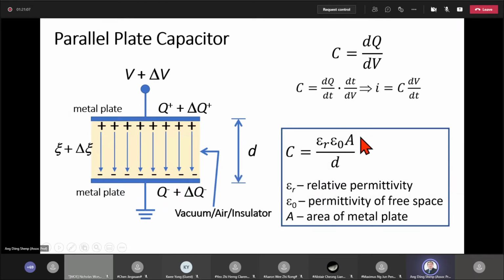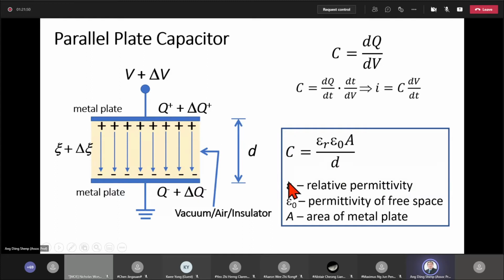We can later show that the capacitance of this parallel plate capacitor can be derived and shown to be of this expression here, where epsilon r is called the relative permittivity of the medium that separates the two plates. I will explain a bit on the concept of permittivity later on. And epsilon naught is the permittivity of free space, and A is the area of the plates. And d is the separation of the two plates. So the capacitance is inversely proportional to the separation of the two plates. So when d increases, the capacitance decreases.